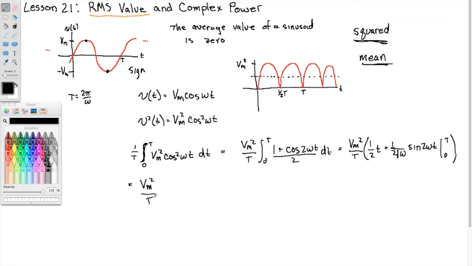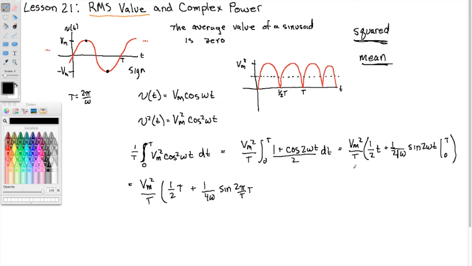And so let me plug in capital T, which is the period. So this is 1/2 t plus, and when I plug in t here, I've got 1/4 over omega sine of 2 omega t. Remember, omega is 2 pi over T. So this is 2 pi over T times T.